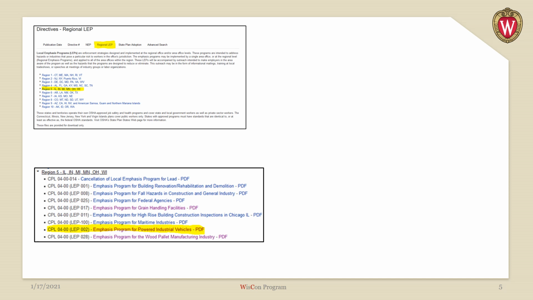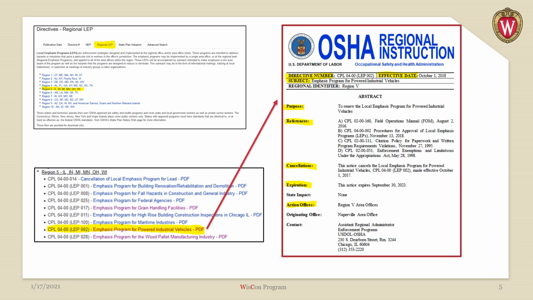So if OSHA is going to use a compliance directive for the enforcement of this emphasis program, I as an employer can look at it and determine what they're going to be looking for, conducting a self-audit of my facility and assuring that I am in compliance. The copy of the compliance directive will look similar to this.